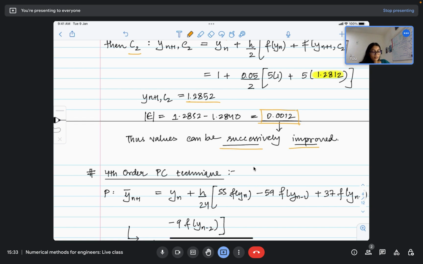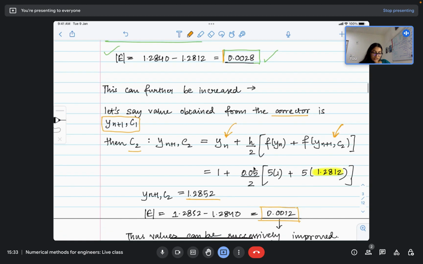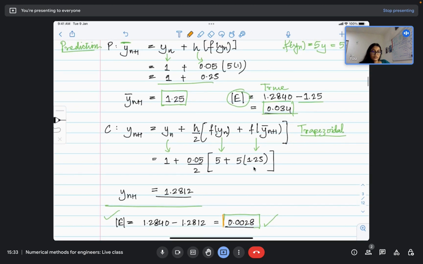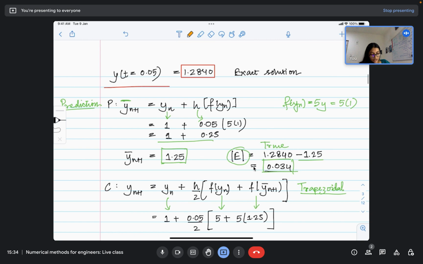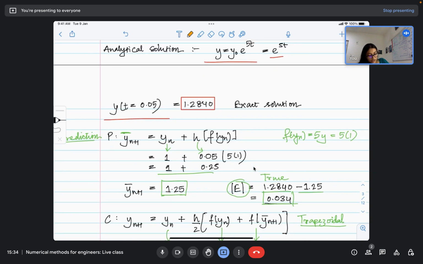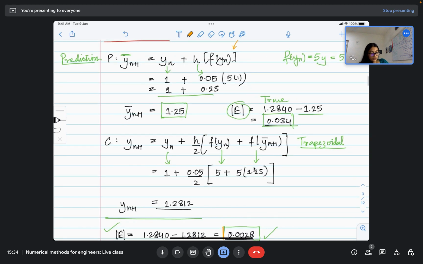Now, why was this called the first order predictor corrector technique? Because the formula that we had used here was the first order explicit Euler's method, and this was also the first order trapezoidal rule. So when we are using these explicit and implicit first order methods for the predictor corrector technique, it becomes the first order PC technique, predictor corrector technique.